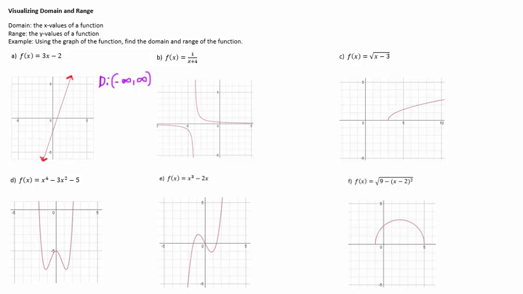Our range has to do with the y values. So we look at this up and down and we say, is there ever going to be a y value we can't get if we keep going down and down and down? Like, negative 20 for y, is that still going to have some value on this line? Yes, it is. There isn't any value that it won't work for. So our range is also negative infinity to positive infinity. So that's A. Part B.